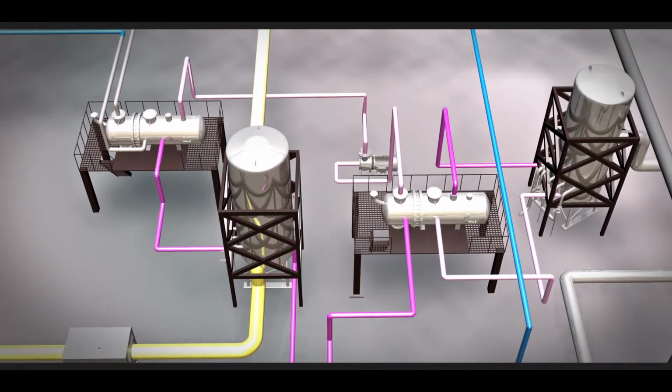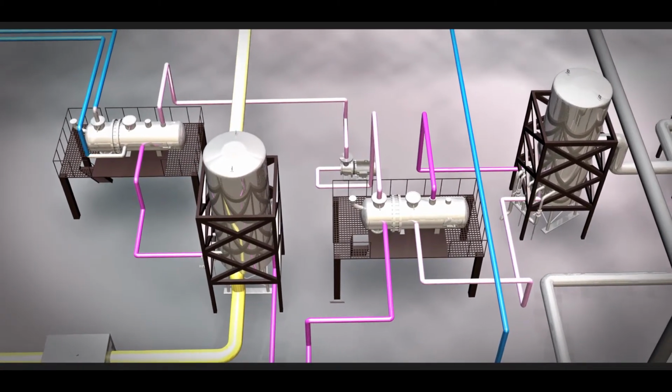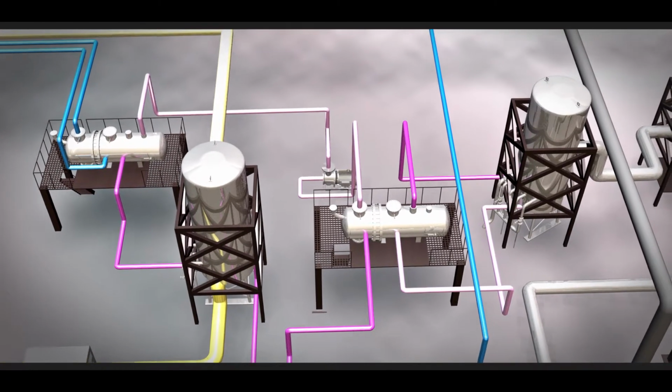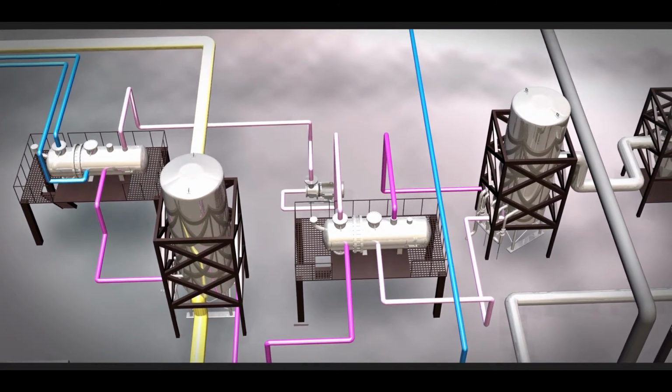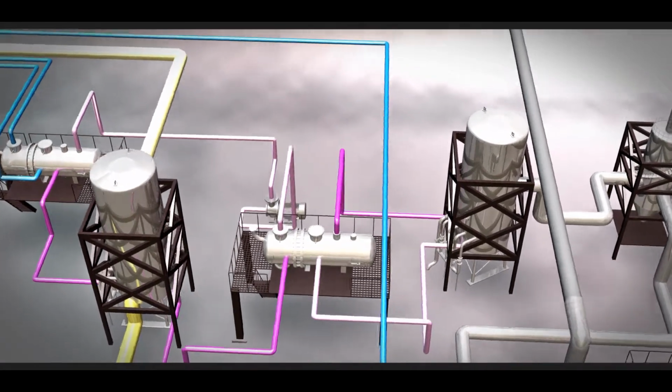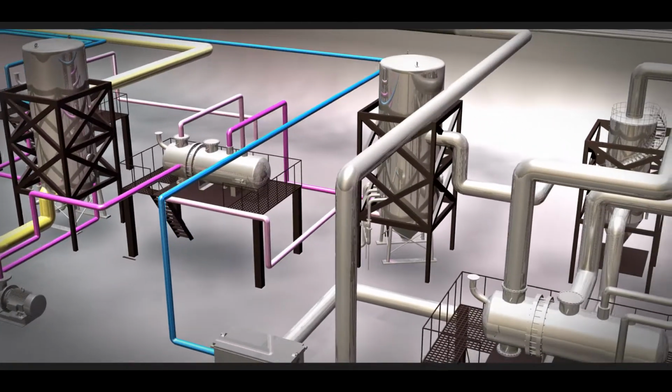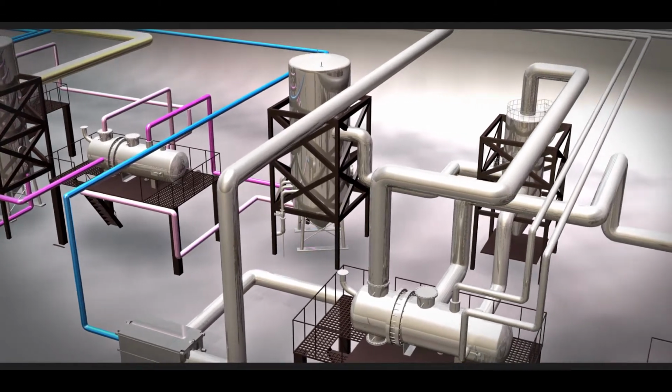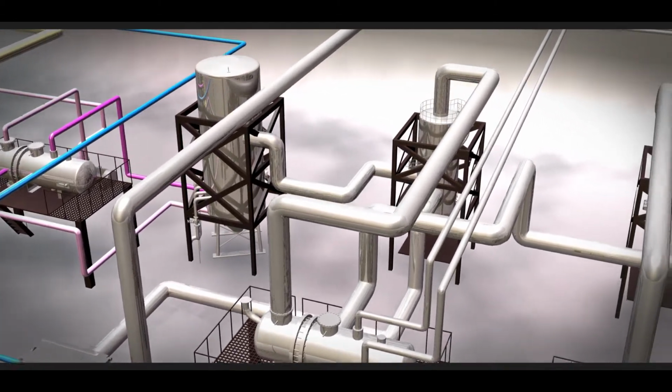SNG production. CO2 and H2 enter reactor 1. All the reactions are exothermic, so heat is produced. To have a higher yield, temperature must be reduced. Therefore, 2 more reactors are needed in which temperature is less and conversion increases.